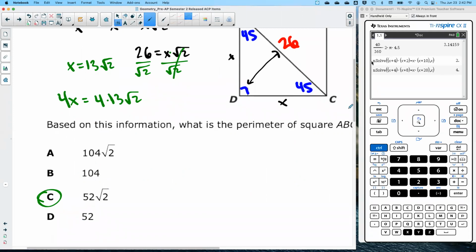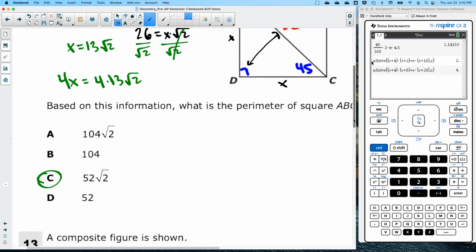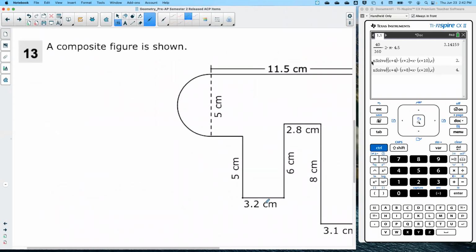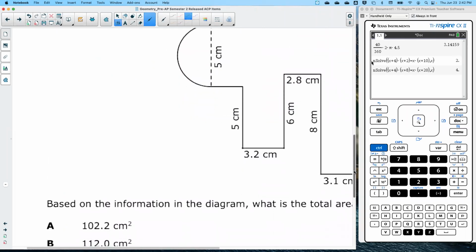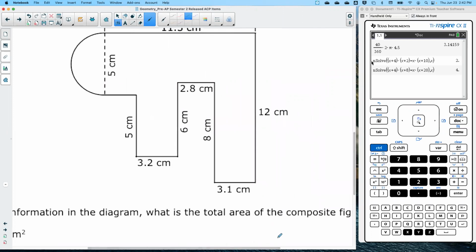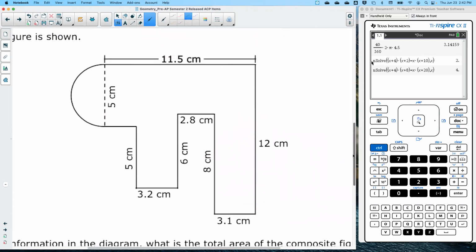All right, let's try the next one. A composite figure is shown. What are we supposed to do with this? What is that question? What's the total area? Okay, I want to let y'all work on this one for a second, each by yourselves. So I want you to try to find the area here.